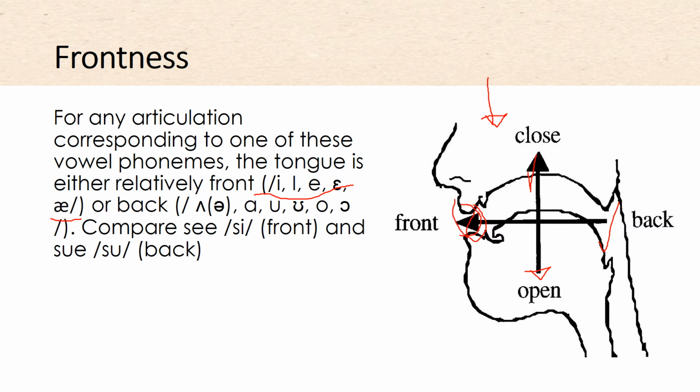Now when we say oo, o, okay? Our tongue is being pulled back here. Okay? So that is the frontness. Let us compare the movement of our tongue based on these two words. So we have see, so our tongue is in front, and when we say sue, our tongue is in the back. So that is the frontness that is being explained.